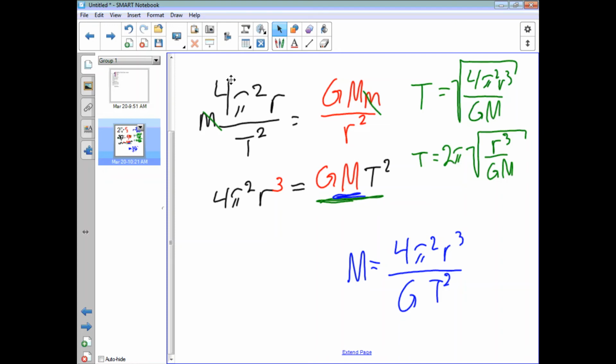Okay, so if I wanted to figure out the mass of a planet, and it has a satellite going around it, there I go. All I need to do is say, hey, how far away is that satellite from the planet, and how long does it take to go around? This is how we're able to figure out the mass of celestial objects.